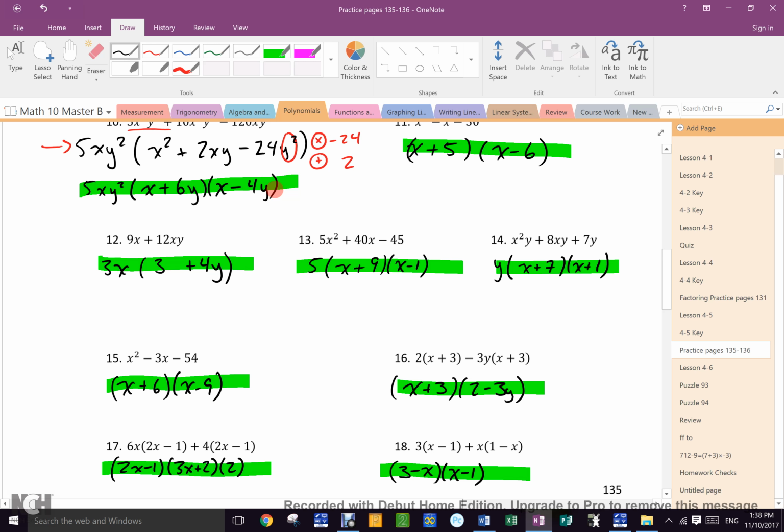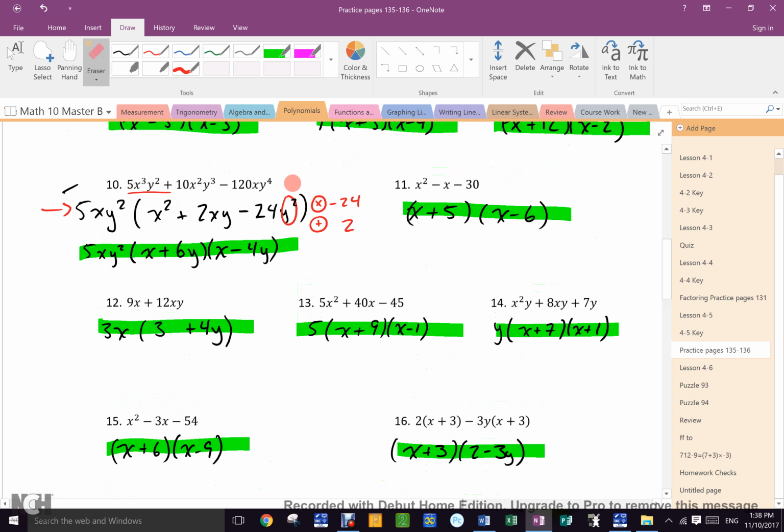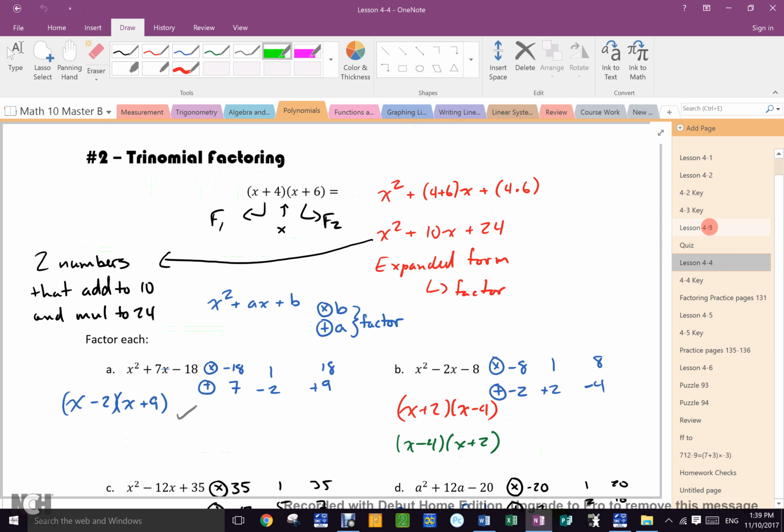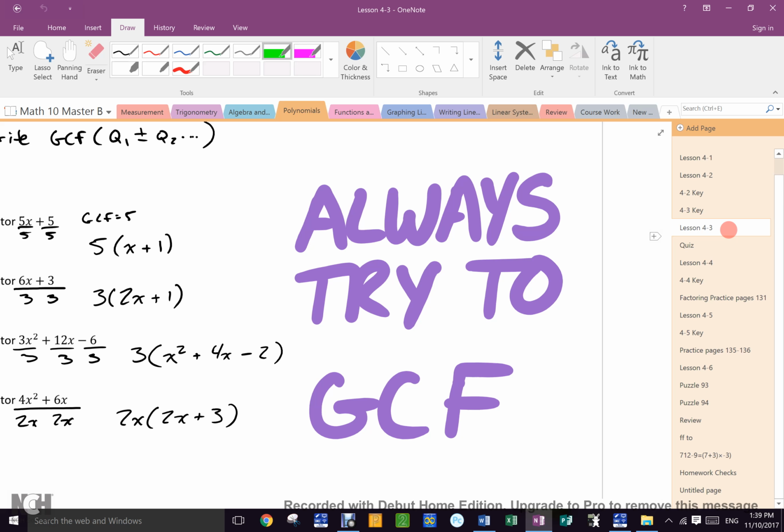10, 11, 12, 13, 14, 15, 16, 17, 18. I have 1 for 11. I have a 17. 15. 18. So all of them. Just only 11. Okay. 15, 17, 18. Again, what do you notice? There, and there. It's got a GCF, yes? And what are we supposed to do every chance we get? Always try to GCF.